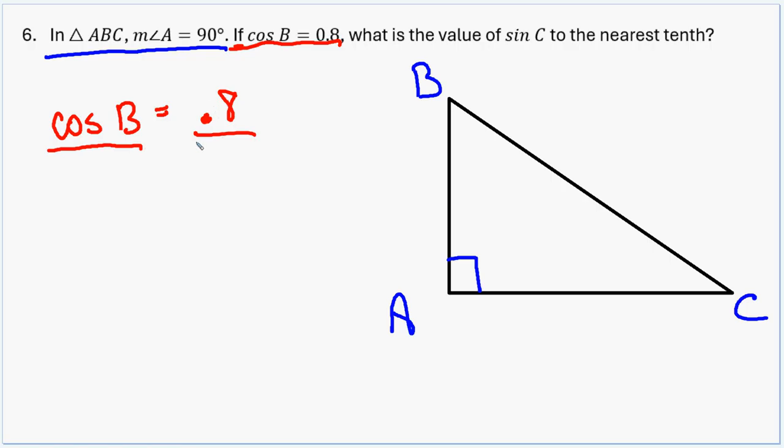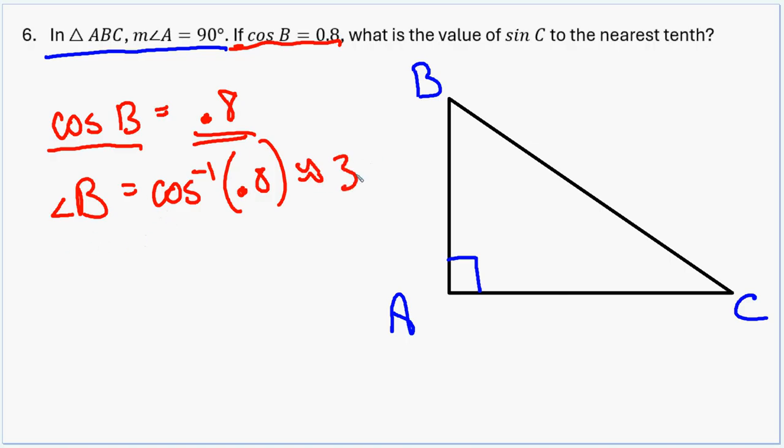We've got the cos of an angle is equal to this value, so let's cos inverse. Angle B will then be the cos inverse of 0.8. And the cos inverse of 0.8 is roughly 36.9 degrees. So angle B is 36.9. If we subtract that from 90, we're going to get angle C down here is 53.1.